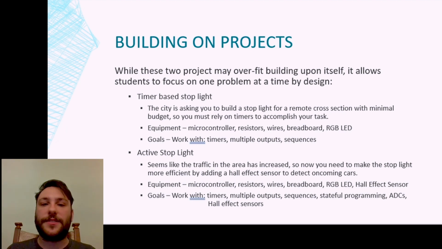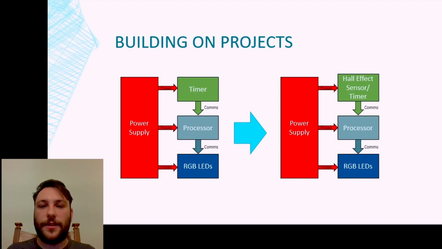Building upon that, you have an active stoplight where, say, depending on an increased demand, you have to be able to increase the efficiency. So you need to use a sensor. For this, we'll be using a Hall effect sensor to measure a magnet as if it was a vehicle. The equipment for this lab is a microcontroller, resistors, wires, breadboard, RGB LED, and a Hall effect sensor. And the goals are to work with timers, multiple outputs, sequences, stateful programming, analog to digital converters, and Hall effect sensors. Looking at the two system diagrams, we can see that they're pretty much identical, aside from the addition of a Hall effect sensor. Some additional coding will be changed in the processor as well, because your input has changed.